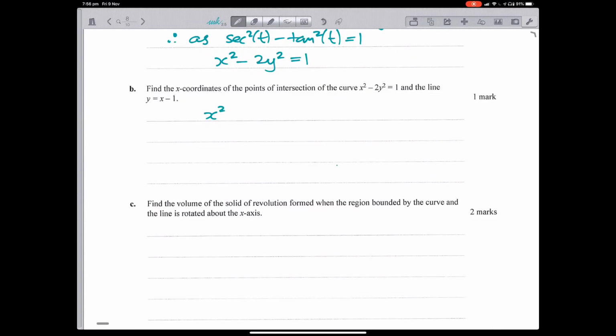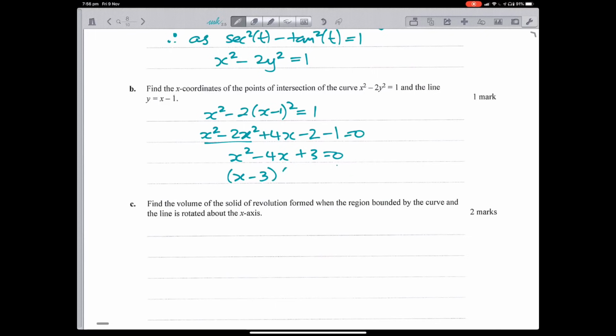Okay, find the coordinates of the points of intersection of those two curves. So x squared minus 2 (x minus 1) squared is equal to 1. X squared minus 2x squared plus 4x minus 2 minus 1 is 0. Okay, that's going to be negative. So x squared, bring that to the other side, negative 4x plus 3 is equal to 0. So I join them all together and then brought them to the other side to make it positive x squared. (X minus 3)(x minus 1) equals 0. So x equals 1 or 3.